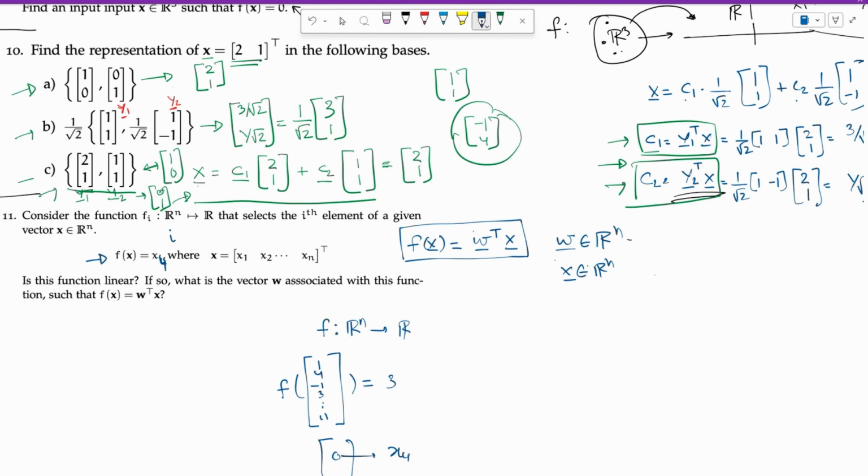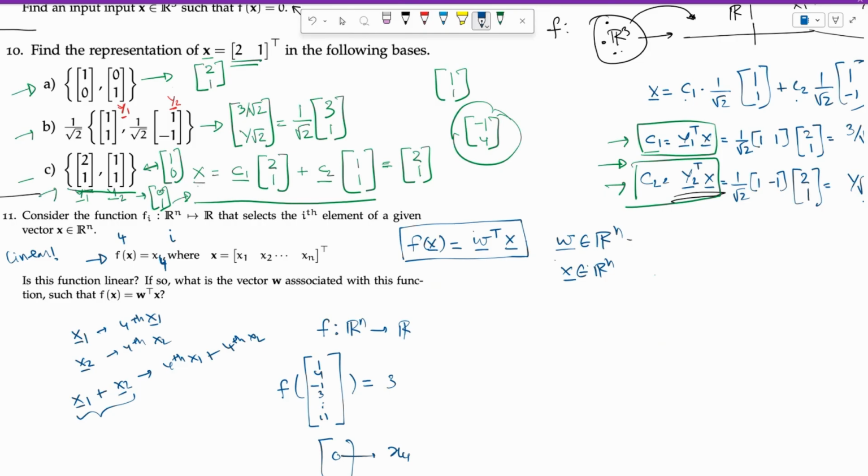Yes, it satisfies both scaling and addition, that is, superposition. If I input 4 times my vector x, what I get out is 4 times x4. If I input vector x1, I get the fourth element of x1. If I input x2, I get the fourth element of x2. If I input x1 plus x2, the fourth element of x1 plus x2 is the sum of the fourth element of x1 and the fourth element of x2. That means it satisfies scaling and addition, so it satisfies superposition. That means this is in fact linear.